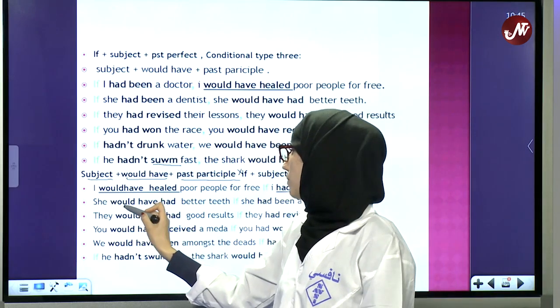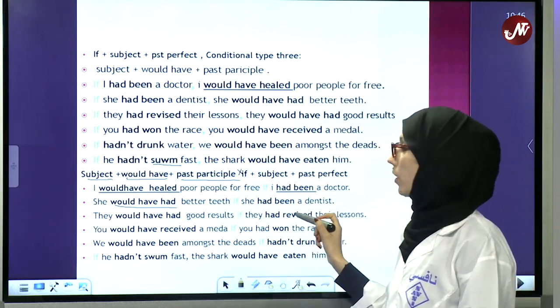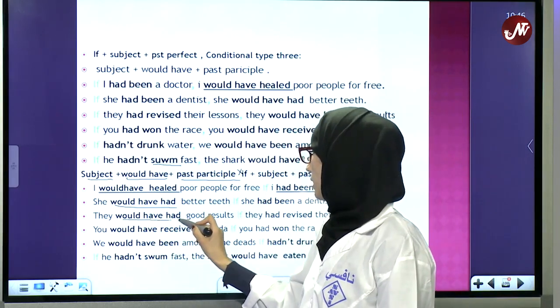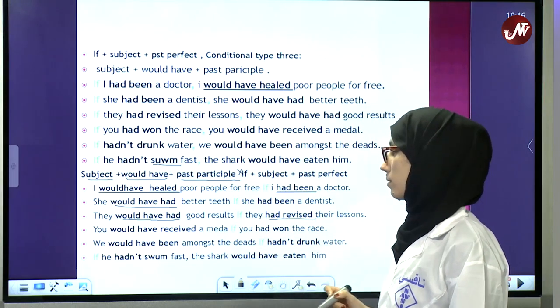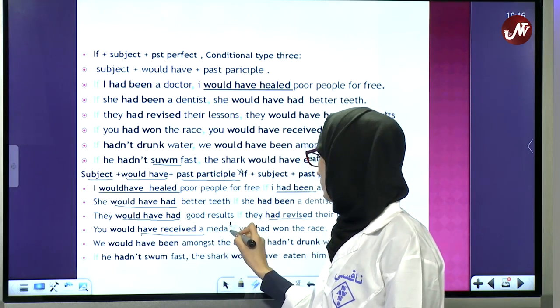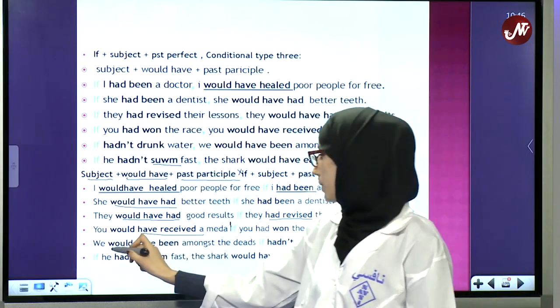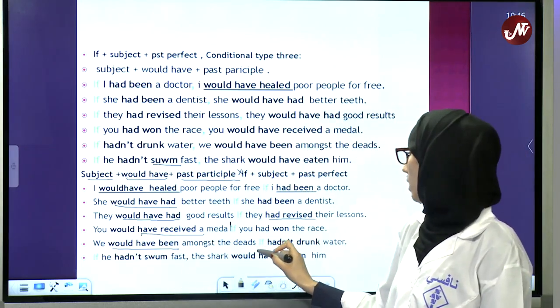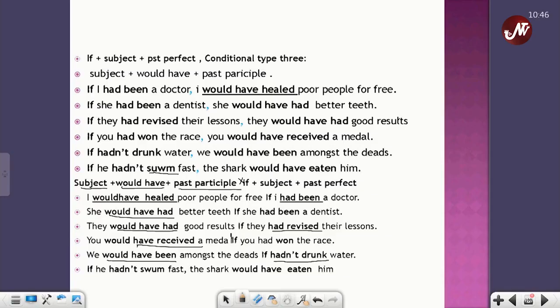So she would have had better teeth if she had been a dentist. They would have had good results if they had revised their lessons. You would have received a medal if you had won the race. We would have been among the dead if I hadn't drunk water. If he hadn't swum fast, the shark would have eaten him.